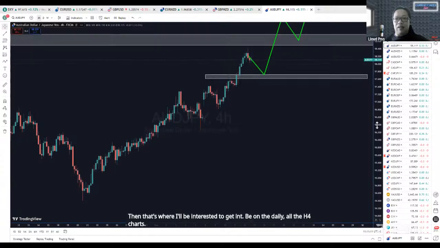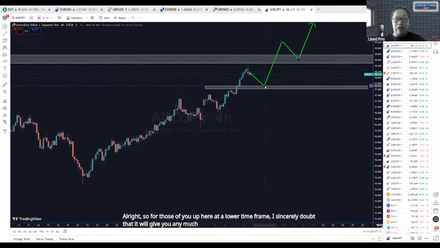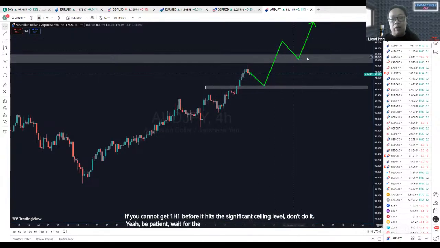All right. So for those of you who trade on the lower time frame, I sincerely doubt that it will give you much of a significant retracement. If it did, and you can get 1:1 by trading over here, then yes, that might be a good choice. If you cannot get 1:1 before it hits the significant ceiling level, don't do it. Be patient, wait for the break and retest. That would be a much better choice to actually get in.